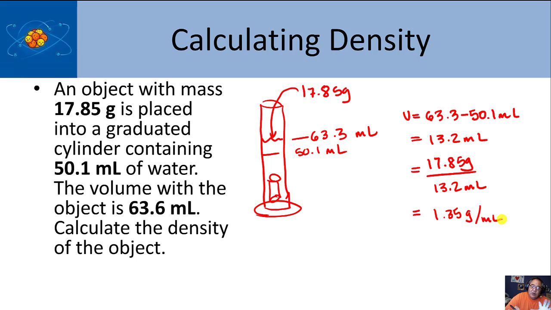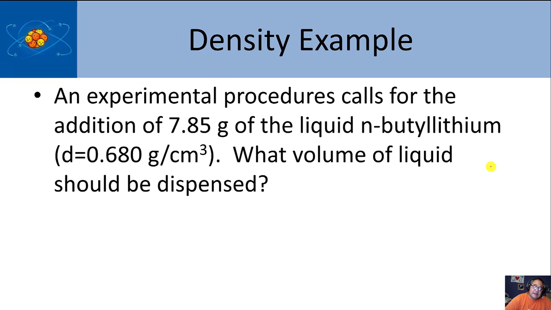Again, you could use the density equation, but you notice I didn't use the equation. I just did the calculation because I knew what the units were. It's a lot easier than having to think, do I have to rearrange this, and stuff like that. Let me show you another example of how you use density. This is, again, using density as a conversion factor. It's telling us the relationship between mass and volume.